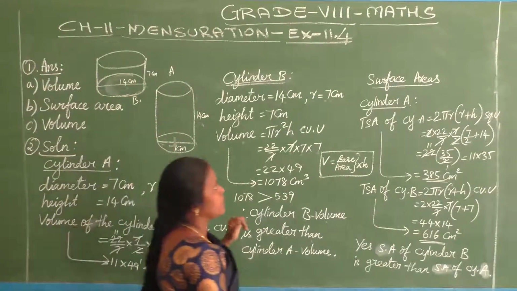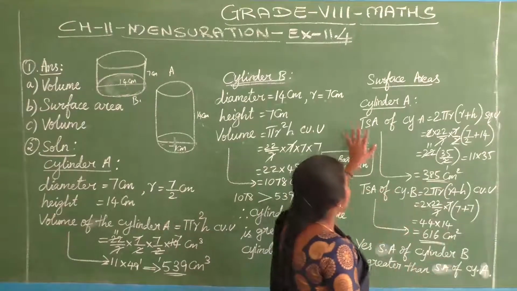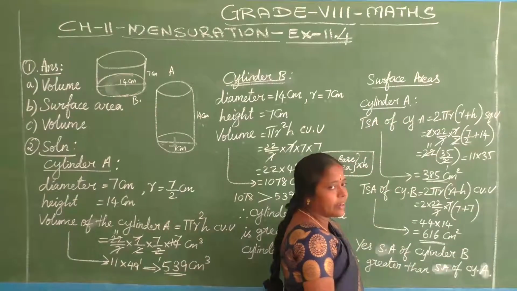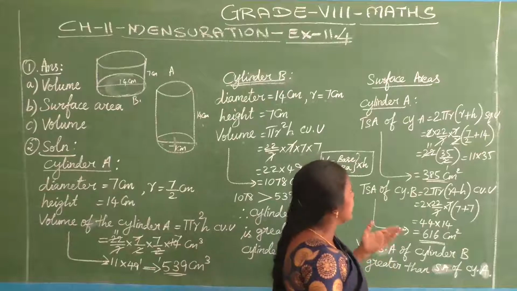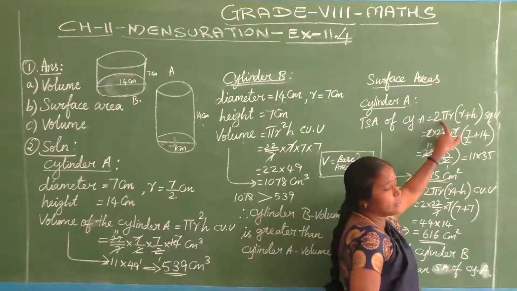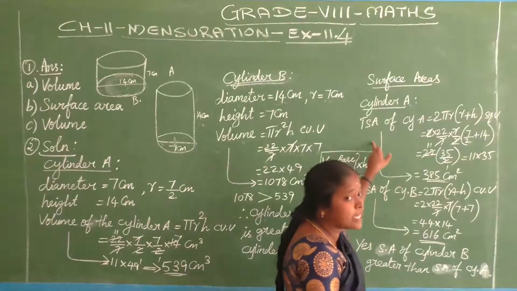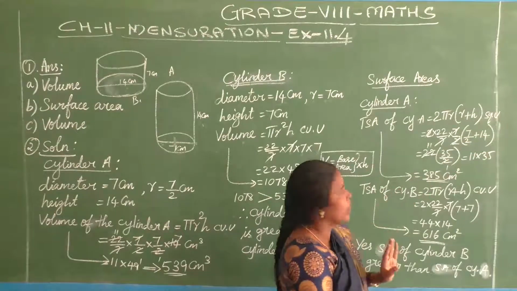So come to the surface areas category. Here we have to take the total surface area fully. So TSA of cylinder A. What is the formula? TSA of the cylinder A. Last week itself we have seen: 2 pi r into (r plus h) square units. This is surface area, no? So square units.